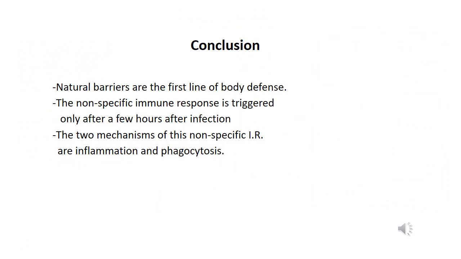As a conclusion, the natural barriers are the first line of body defense, like skin, gastric juice. The nonspecific immune response is triggered only few hours after infection. The 2 mechanisms of the nonspecific immune response are inflammation and phagocytosis.